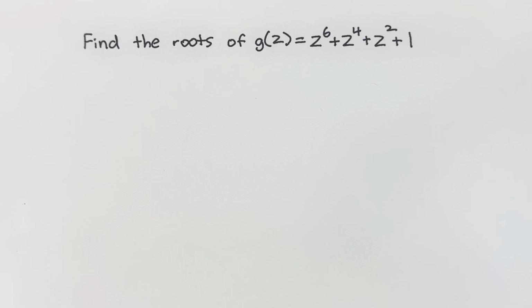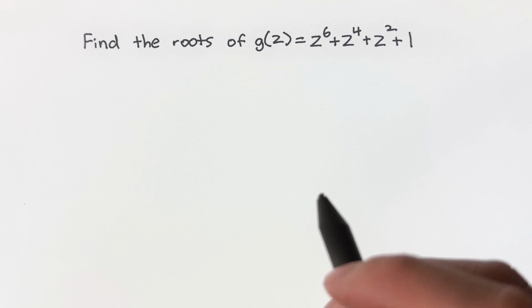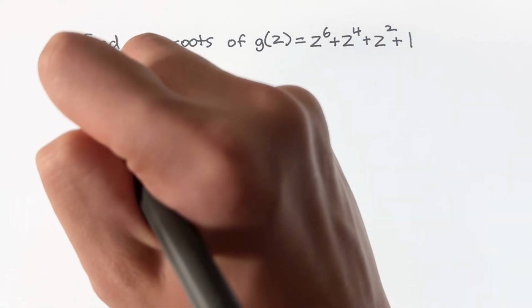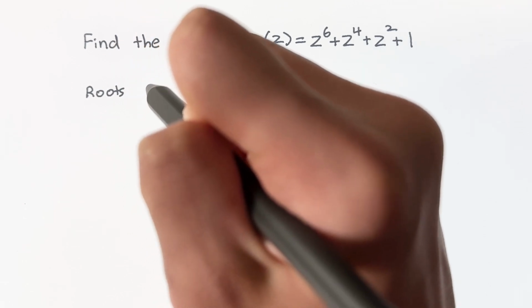In this problem, we are going to find the roots of the function g of z equals z to the power of 6 plus z to the power of 4 plus z squared plus 1. The roots of this kind of function are known as the roots of unity, because the roots of unity are the roots of a special kind of function.